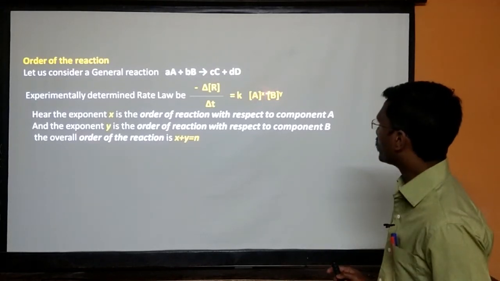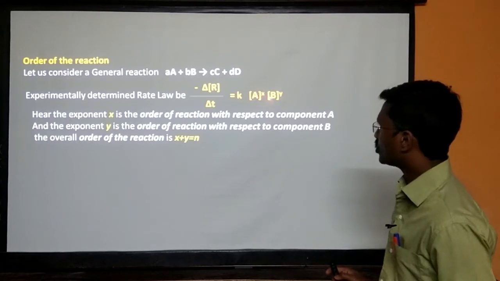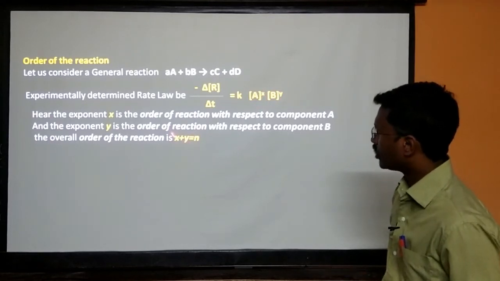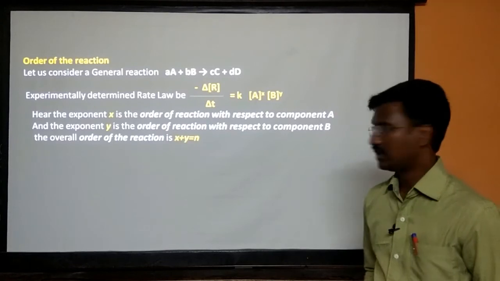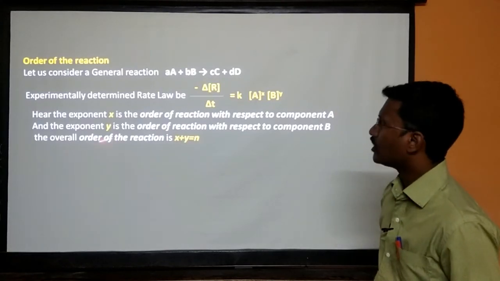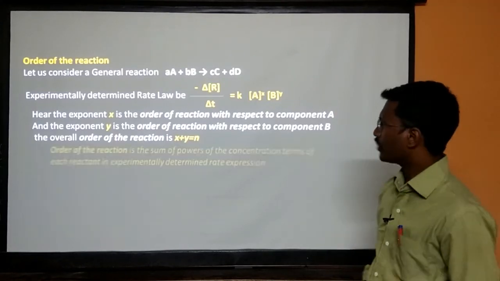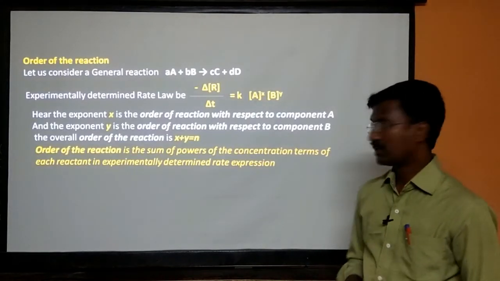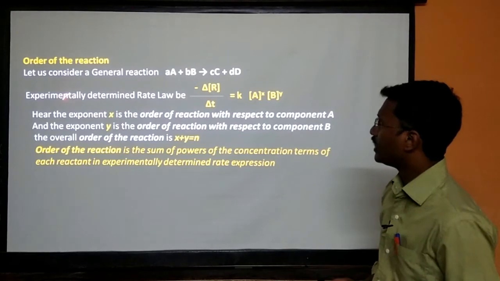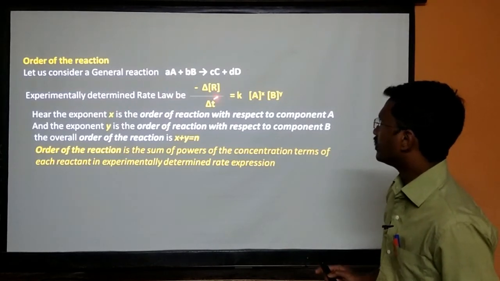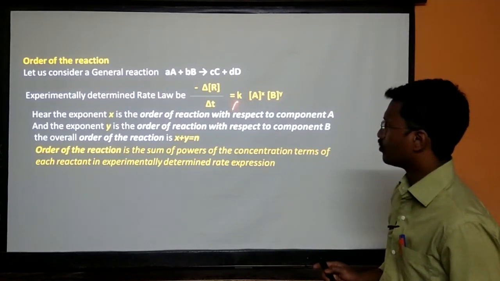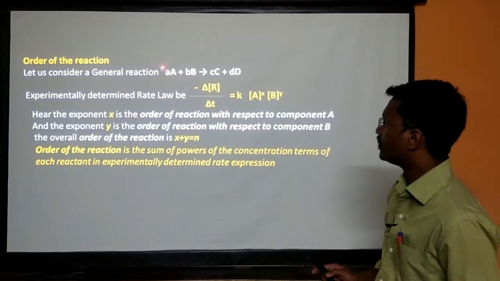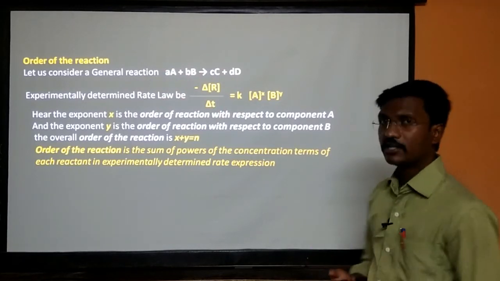Therefore, X and Y are the powers of concentration of these two. This X plus Y together we are writing as N. Here N is the order of reaction. So we can write the order of any given reaction only if they have given the rate law. If they give the rate law expression, it is possible to write the order of the reaction. If they have given only the general reaction, it is not possible.